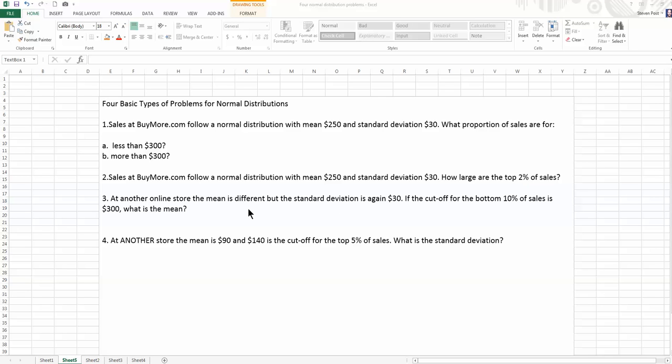This third one is a little different. This time, you know the standard deviation, and you know that the cutoff for the bottom 10% of sales is $300, but you want to know the mean. That's what's unknown here, the mean for the store. And finally, in this last one, you know the mean this time, and you know the cutoff for the top 5% of the sales, but it's the standard deviation you don't know. So those are the 4 basic types of problems. Let's do them one at a time.